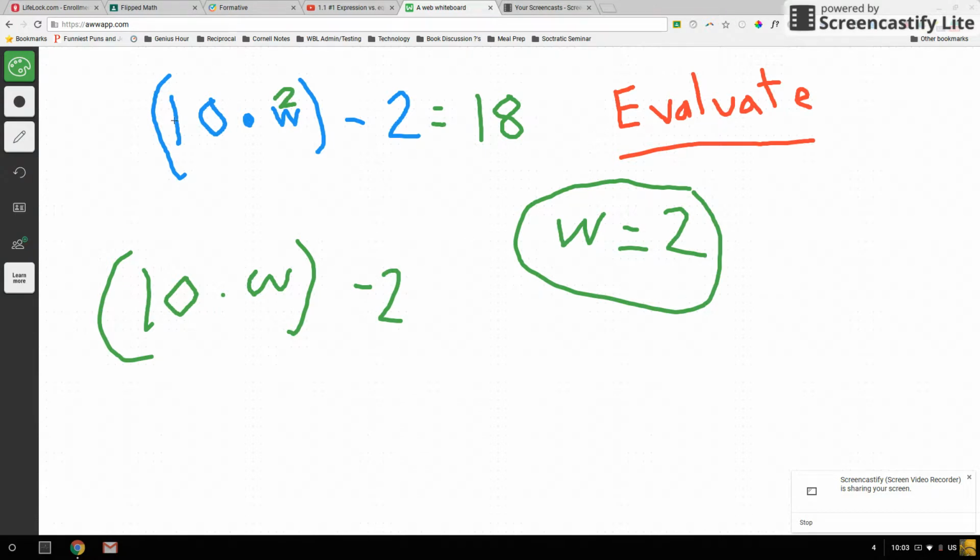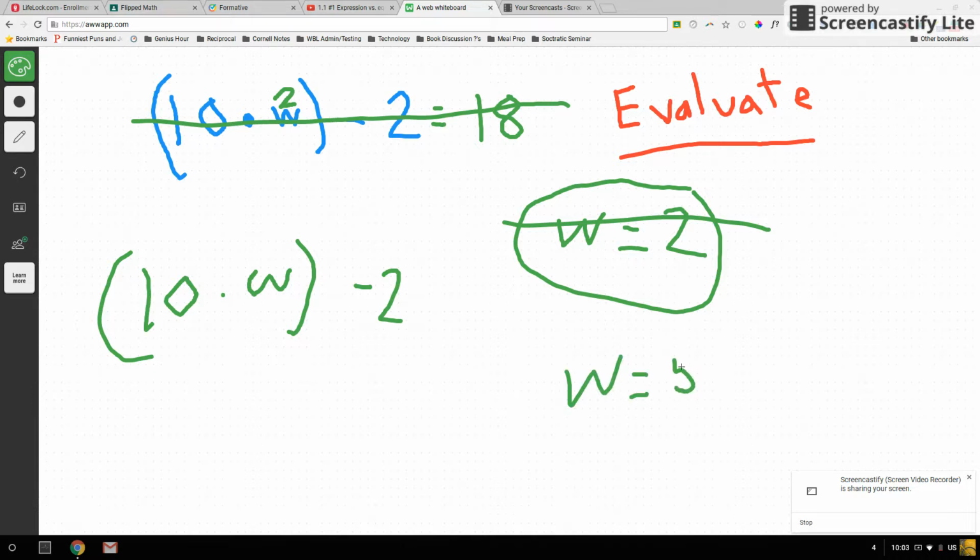Well, what if I changed it and instead of saying W is 2, I say, okay, W equals 5. All right, I've given you a new variable to plug in there. Well, 10 times 5 is 50. 50 minus 2 is 48, so that I can evaluate it. And what evaluate means is that they're going to give you a number that you're going to replace the variable with, and then you're going to solve. So that's what you're going to be doing in these next few problems.